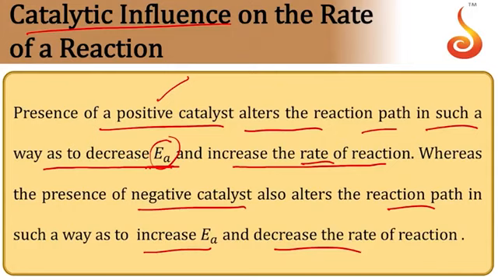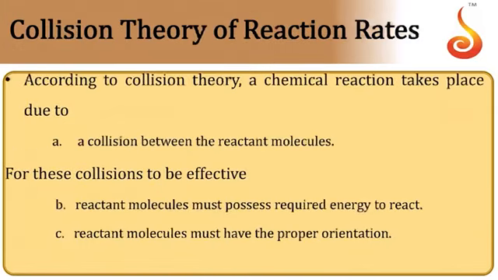So, a positive catalyst alters the path in such a way that it decreases the energy of activation and increases the rate of reaction. A negative catalyst also alters the path in such a way that it increases the energy of activation and decreases the rate of reaction.